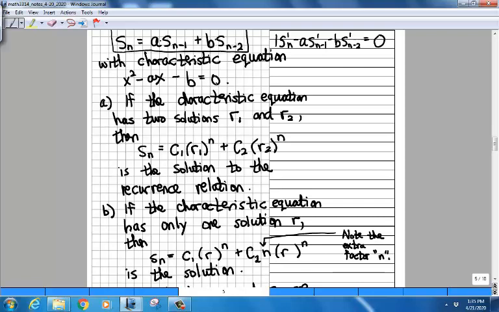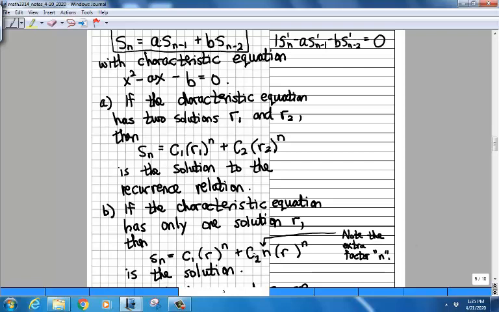Now, if it so happens that your characteristic equation only has one solution, okay, it's second order, so it's a quadratic characteristic equation, but it only has one solution, because quadratic equations can have only one solution sometimes, then here's how you form the solution to the recurrence relation. Notice that it's very much like forming the solution when you have two roots, except to distinguish this second term from this first term, since this r is the same, you only have one solution to the characteristic equation, then you throw in this extra factor of n in the second term. And that's how you get your solution to the recurrence relation.